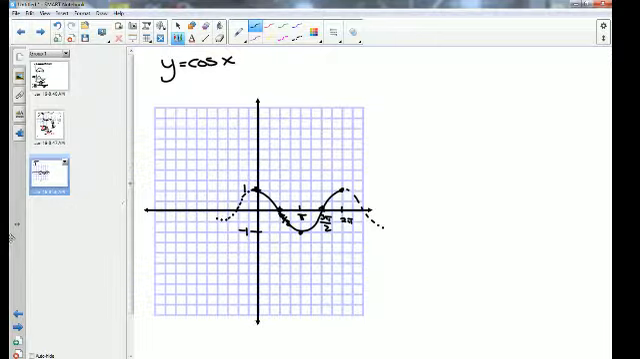Okay. So it's going to change the locations of the y-intercept, the x-intercepts, the maximum, the minimum, all that stuff. But the domain, the range, the amplitude, all stays the same.